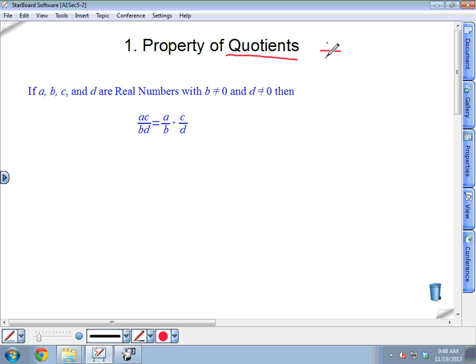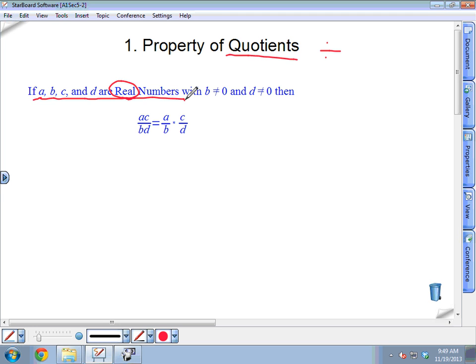Fractions are rational numbers and they are dividing. When you see the fraction bar, you know you're dividing. So it says if A, B, C, and D are real numbers, which you haven't really thought too much of, but they're real numbers, they have some certain properties.